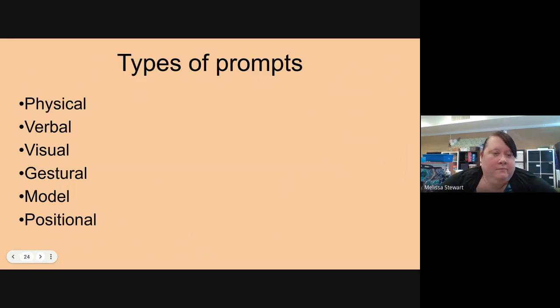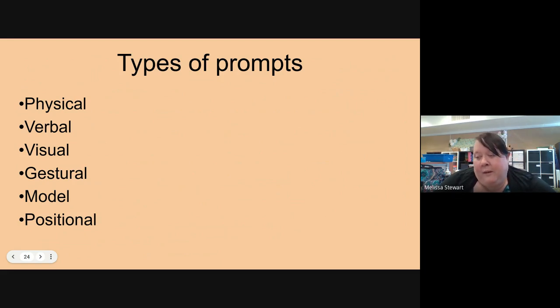There are 6 different types of prompts you could use: a physical prompt, verbal prompt, visual, gestural, a model, and positional. When thinking of a physical prompt, that usually means gently placing your hand over theirs, for example, to help them zip their coat. A verbal prompt might be a teacher saying, check your schedule, to prompt the child to go over and look at the class schedule to see what's coming next.